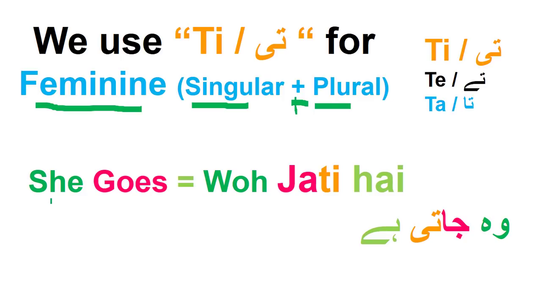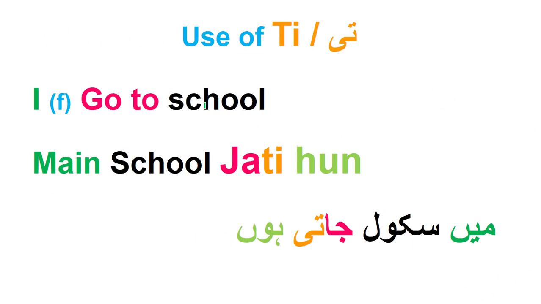For example, she goes. वो, the verb go is ja, added ti, it becomes जाती. वो जाती है. Another example, I go to school. मैं स्कूल जाती हूँ. I is feminine, therefore I say jati.